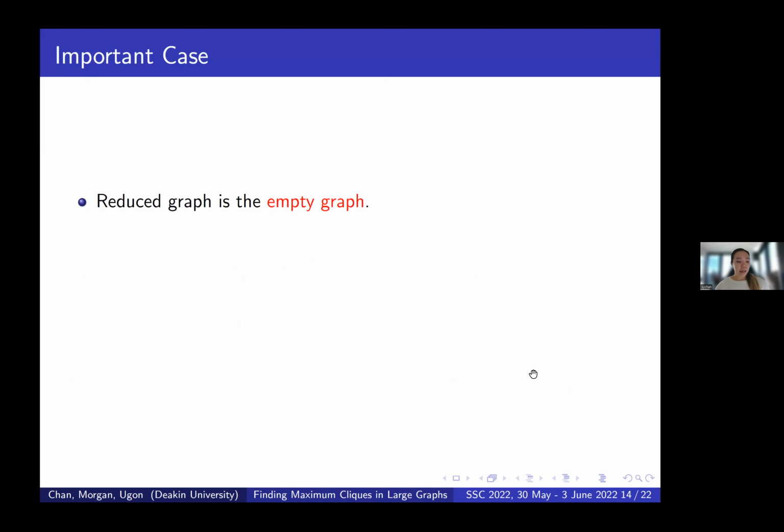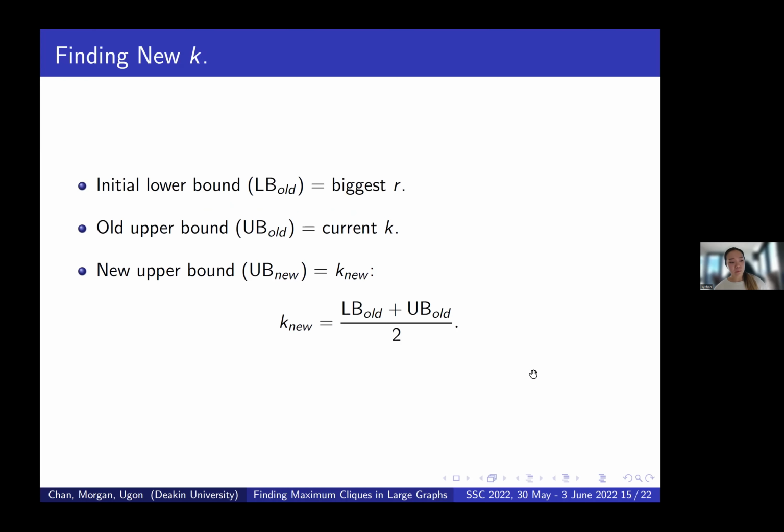All right. Now, what happens if, when we use this reduction, our algorithm returns an empty graph? Remember that we assume that a K-clique must exist for this reduction to work. So if the reduced graph is empty, that tells us that the K-clique doesn't exist. Then we need to find a new K, or a new upper bound for the maximum clique. And how do we find this?